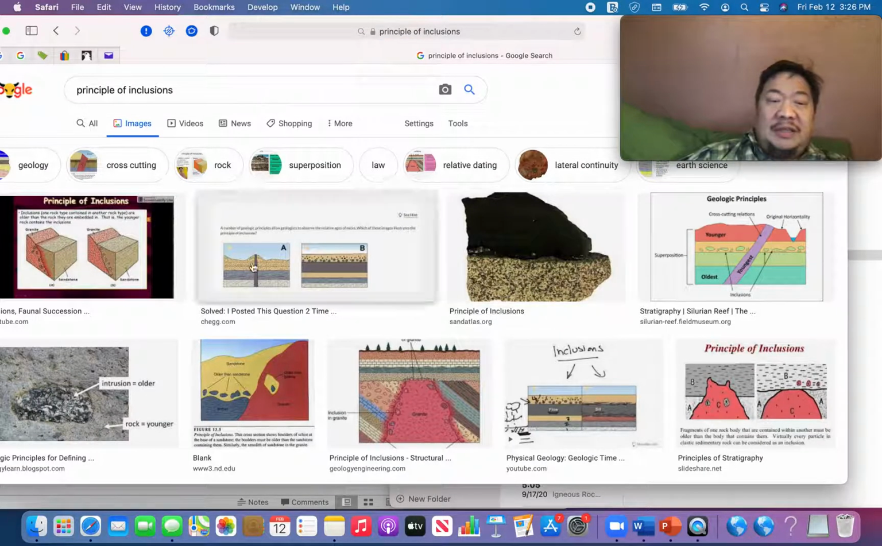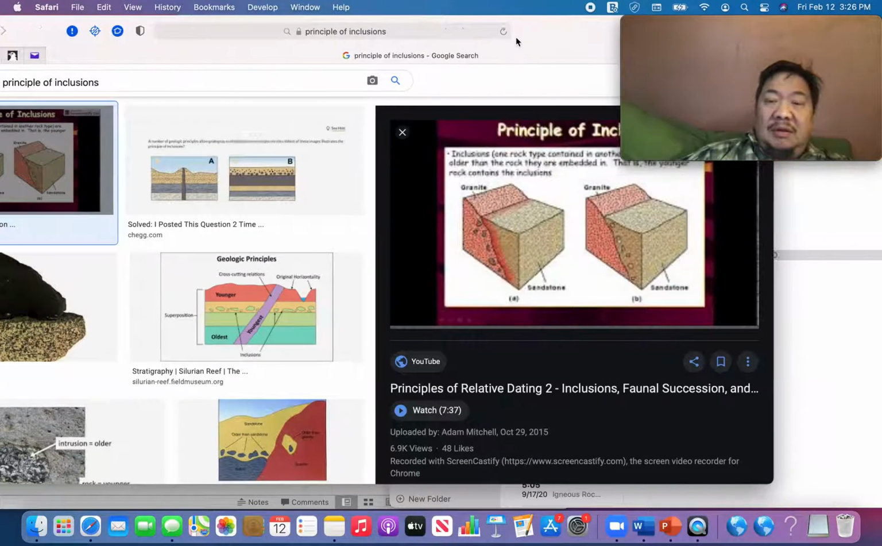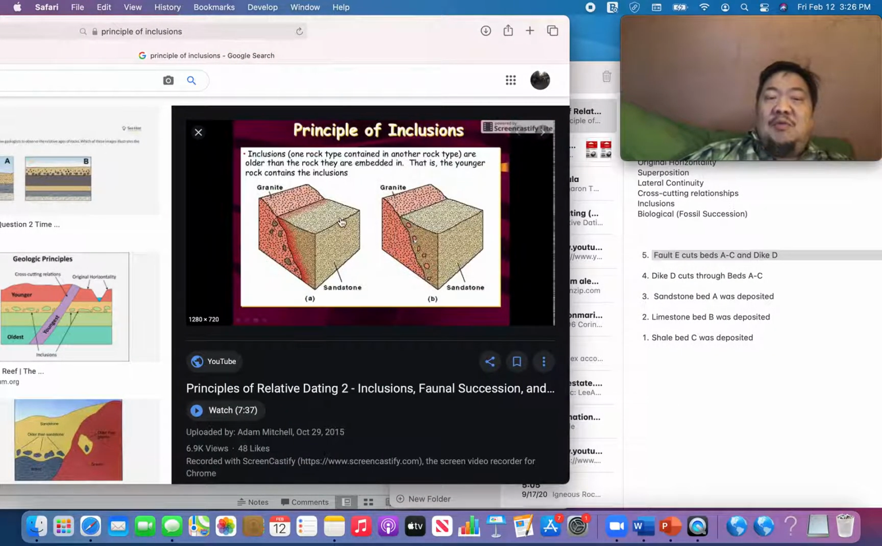Principle of inclusion states that any rock body, any geologic body... first of all, an inclusion is a little chunk of rock inside of your geologic unit. You have inclusions of sandstone. That's what this brown with stippled dots is. You have chunks of sandstone in the granite here. And in this diagram here, you have chunks of the granite, or inclusions of the granite, in the sandstone. So this diagram here has inclusions of sandstone, whereas this diagram to the right has inclusions of granite in the sandstone.